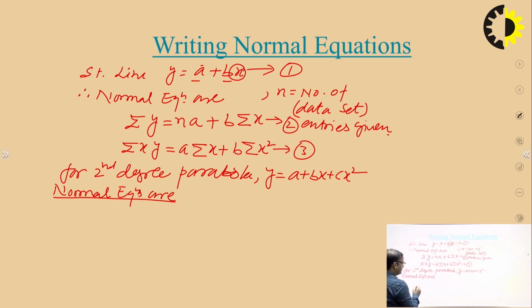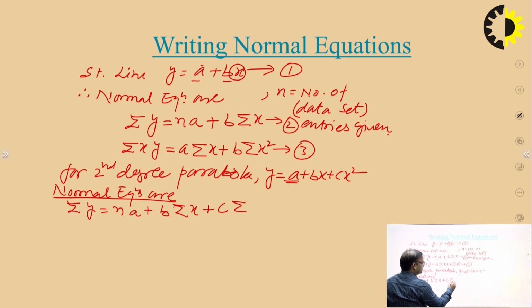Normal equations are: the first equation, in reference of the first term, is sigma y is equal to n a plus b sigma x plus c sigma x square. And you can observe that we have three constants a, b, c in the standard equation. So we will need three equations.